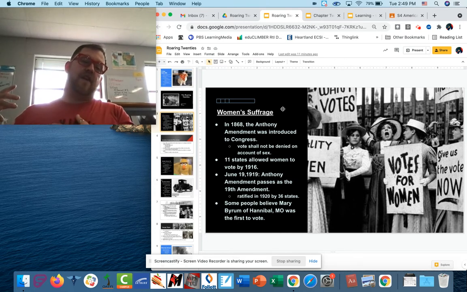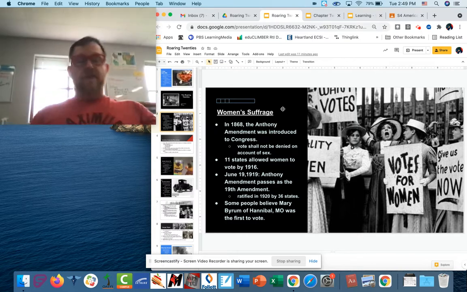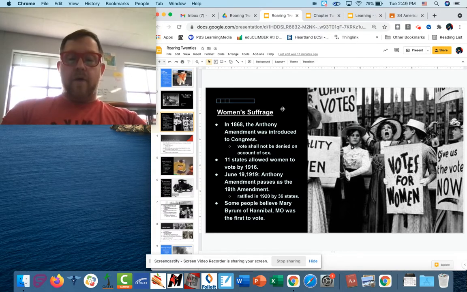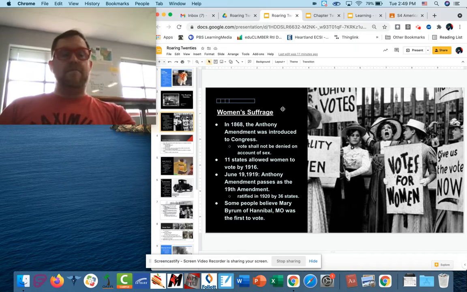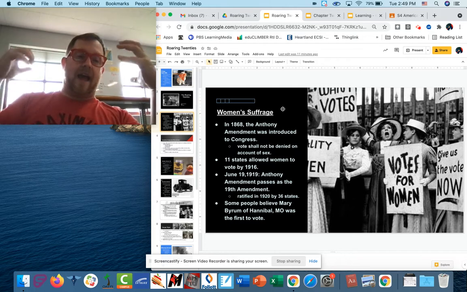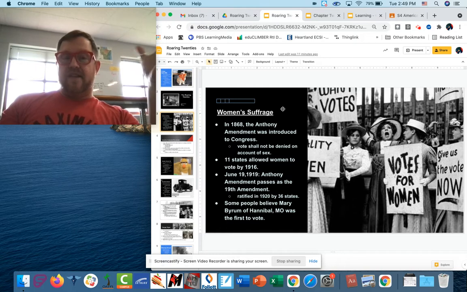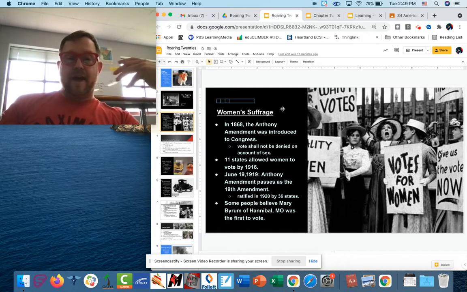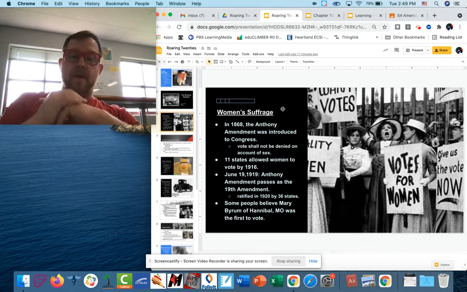Now, one of the things that I've always found very fortunate about that is June 19th, 1919, the 19th Amendment passes. You've got all these 19s. It makes it easier to remember. Now, once an amendment passes through government, it still has to go out to the states to be accepted. Ratified means that it gets voted for and accepted by a certain number of states. Now, not every state has to agree to this. And so in 1920, when 36 states agreed to give women the right to vote in all federal elections, it passed through the states and it became an addition to the Constitution, giving women the right to vote.